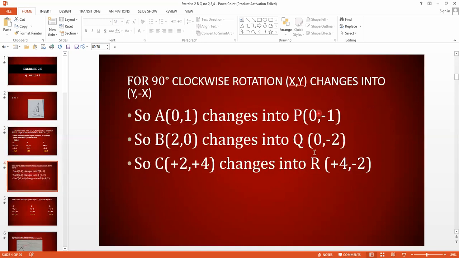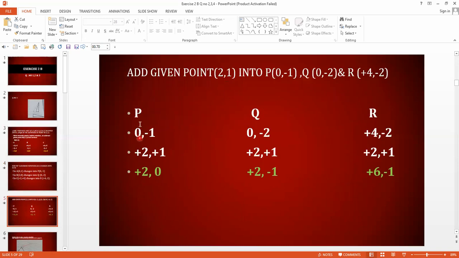Okay, after rotation these are the ordered pairs, so we have to add, and these ordered pairs we have to name as p, q and r. Okay, look front, this one is p, 0 and minus 1. Now we have to add that point. Which point is added? That point, the m, is added. So plus 2 and plus 1 is added into this p, and it is equal to 0 plus 2, which is equal to plus 2, and minus 1 plus 1 cancel out, so it is equal to 0.